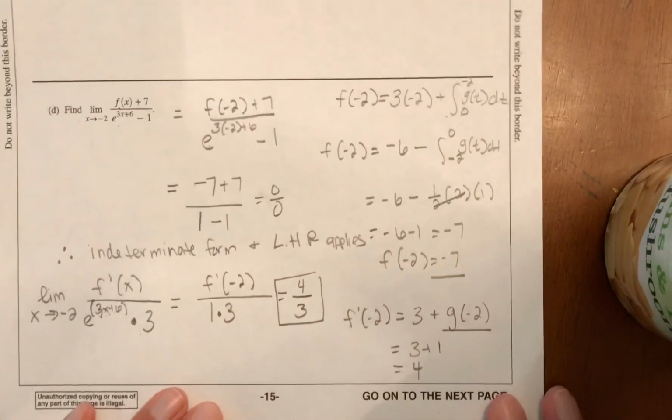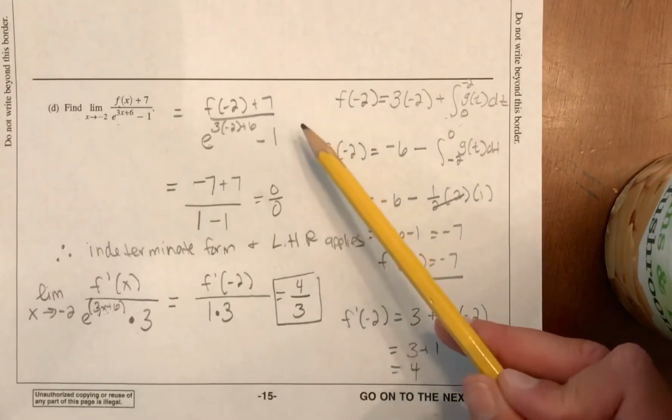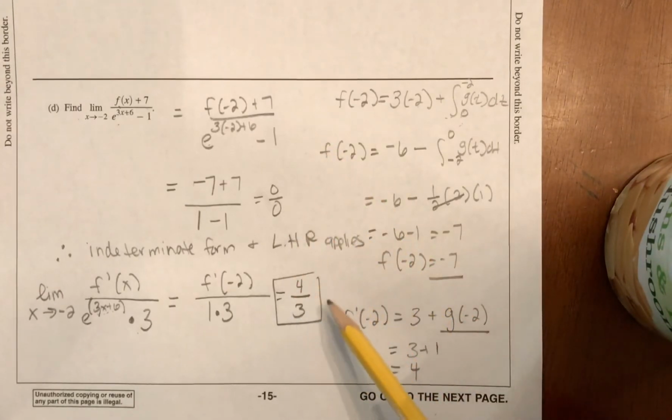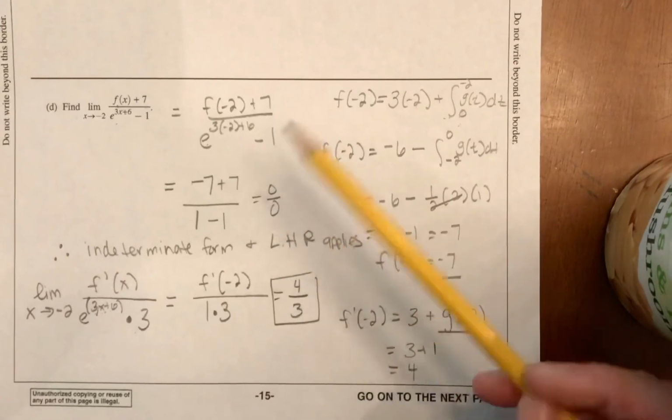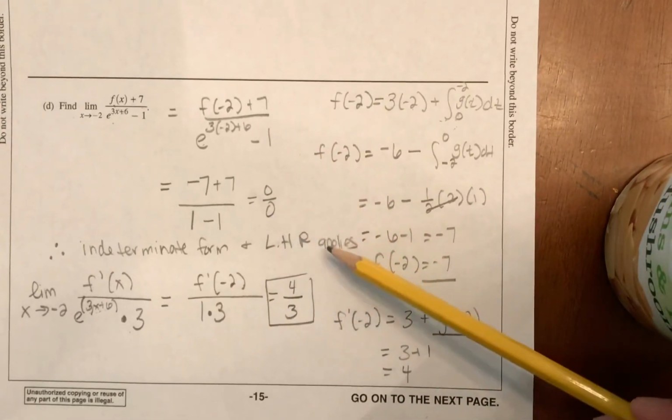Remember to use L'Hopital's rule, you have to say that you're allowed to use it. So a lot of you didn't actually come up with 4/3 correctly when I was scoring your work, but you got the first 2 points because you showed it was 0 divided by 0 and you showed that L'Hopital's rule applied.